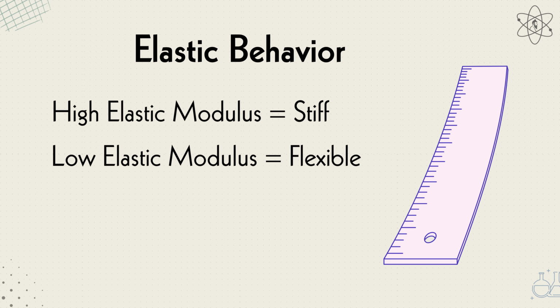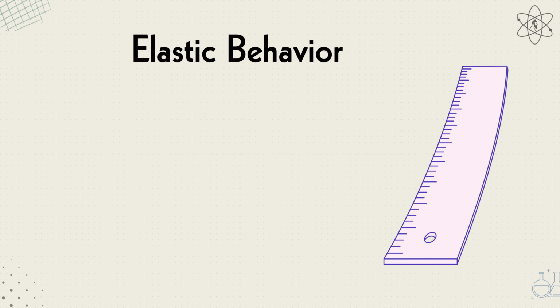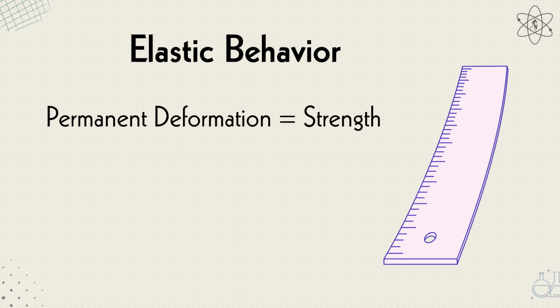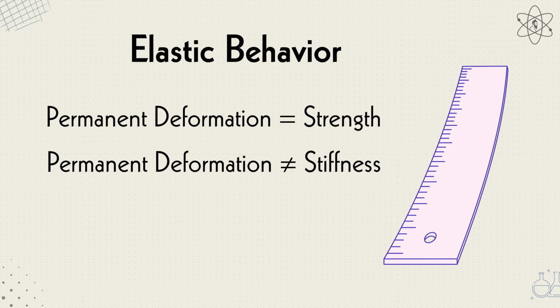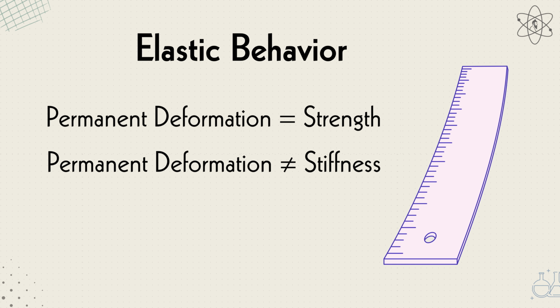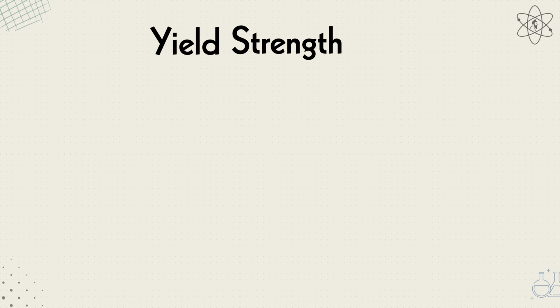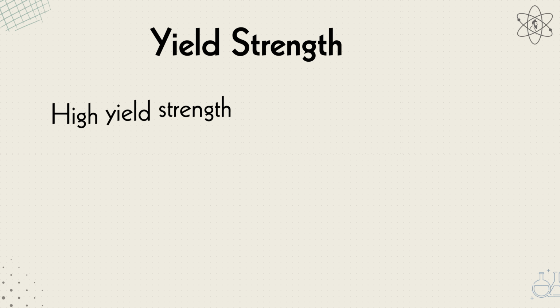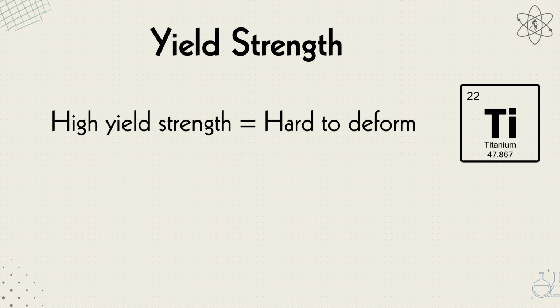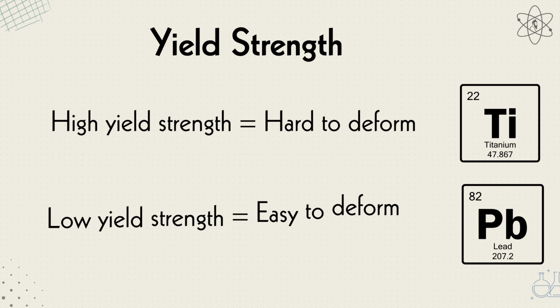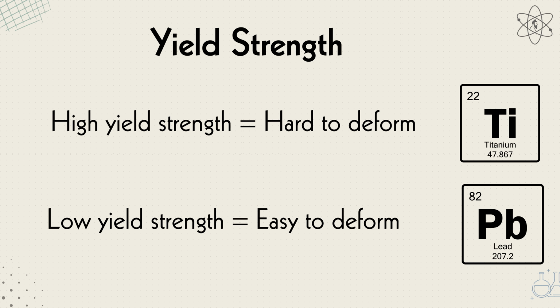A steel ruler bends elastically, but if it's a good one, it's difficult to bend it permanently. That's because permanent deformation relates to strength, not stiffness. The ease with which a ruler can be bent and stay bent depends not just on its shape, but on another key material property, yield strength. Materials with high yield strength, like titanium alloys, are hard to deform permanently, even if they aren't particularly stiff. On the other hand, materials like lead with low yield strength deform easily.